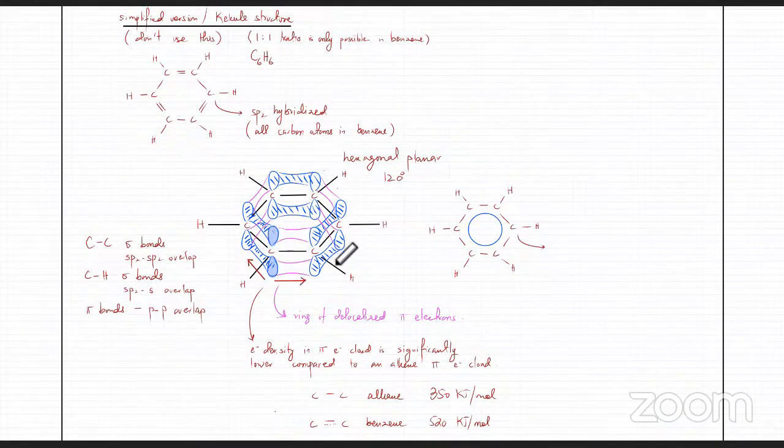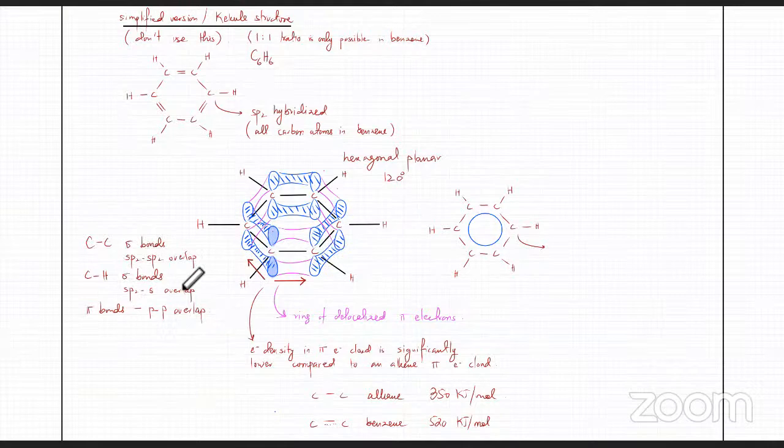You'll be asked to describe the structure. You get a 5 to 6 mark question asking for a description of the structure. So just remember that the carbons are all sp2 hybridized. The structure is hexagonal planar, and the bond angles are all 120 degrees.